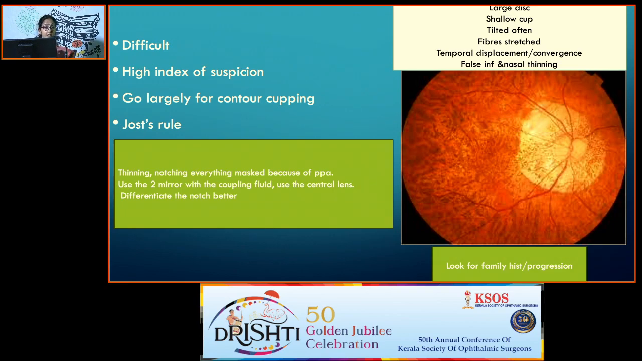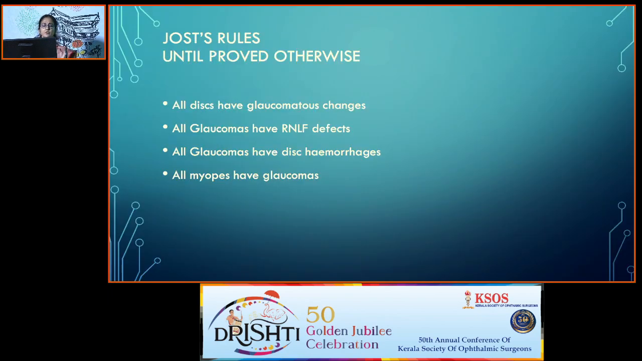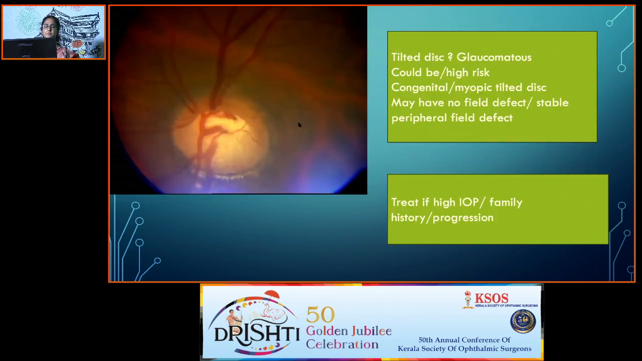And always important is to look for the family history or look for the progression. Joe's rule says that unless and until proved otherwise, you have to consider all of these as having glaucomatous changes. All glaucomas have RNFL defects. All glaucomas have disc hemorrhages, and all myopes have glaucoma, unless otherwise proved. And a tilted disc may be glaucomatous, that may be familial, and it can be of high risk also.